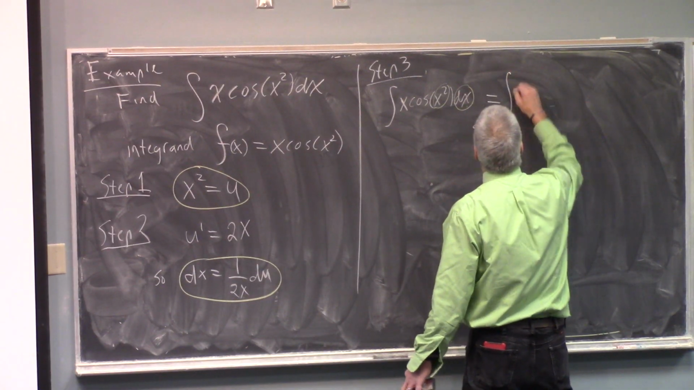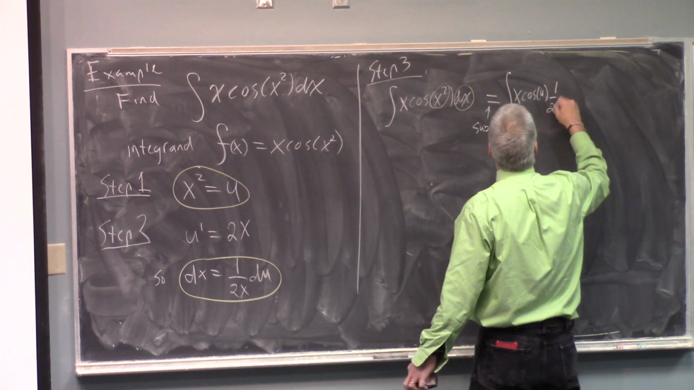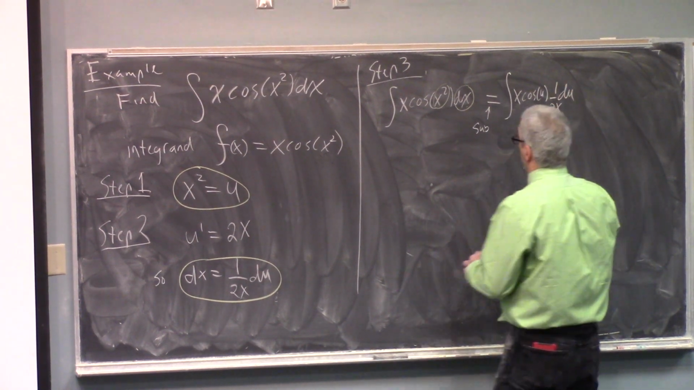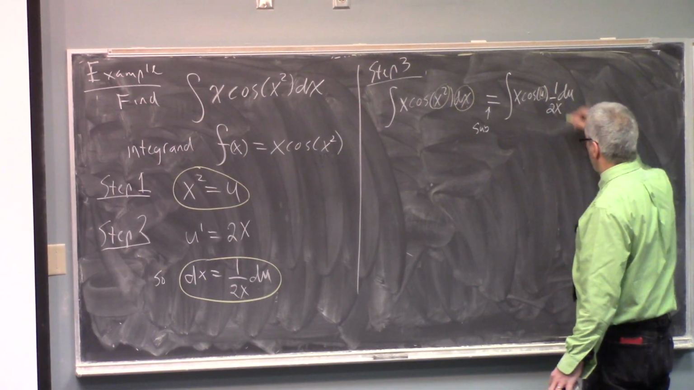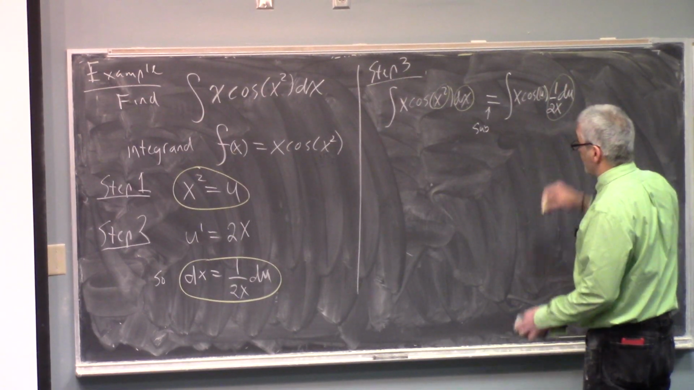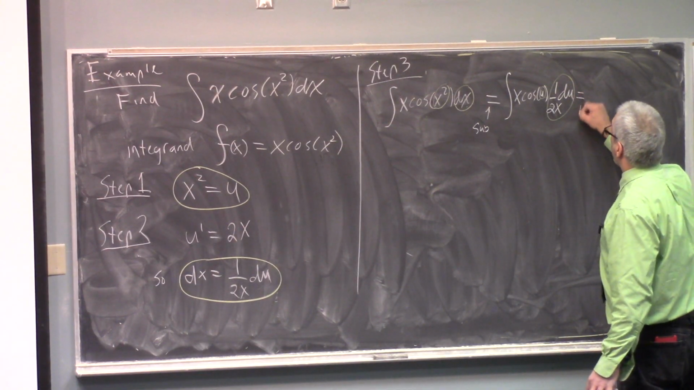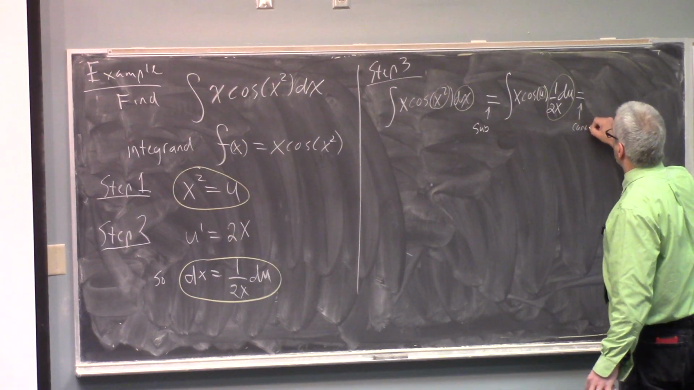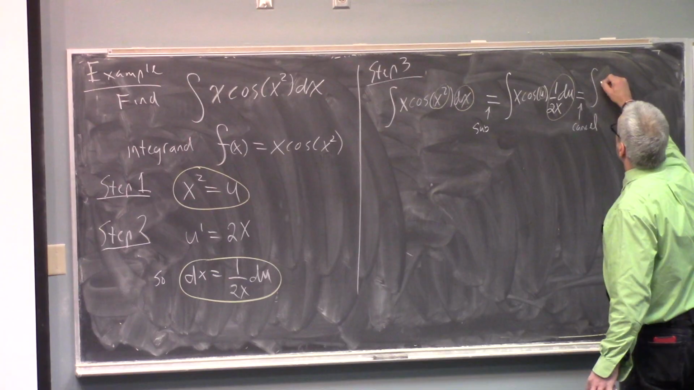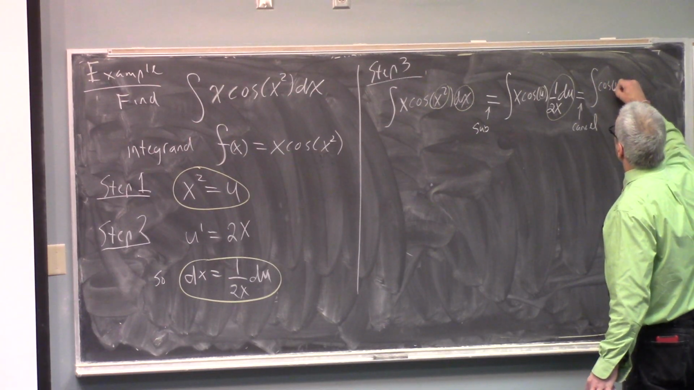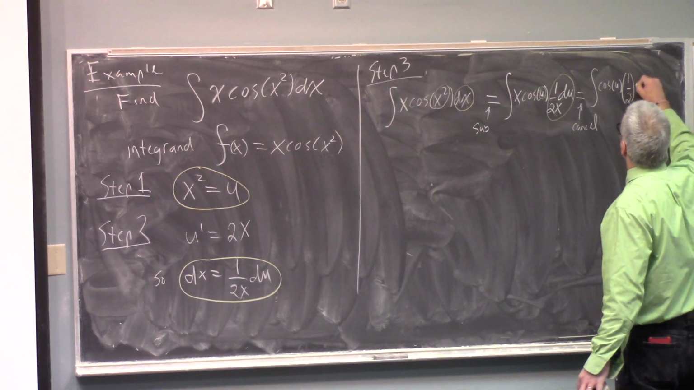So then I get x cos u times 1 over 2x du. I used that first equation to replace x squared with u. I use the second equation to replace dx with 1 over 2x du. That's the substitution part. The cancellation part, well, there's an x on top, there's an x on bottom. So this is the same as the integral of cos u times 1/2, and then there's a du.